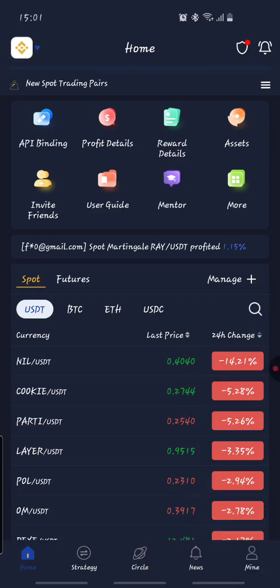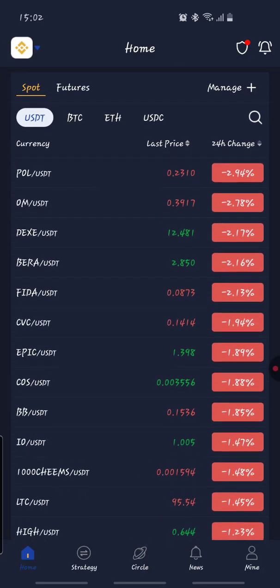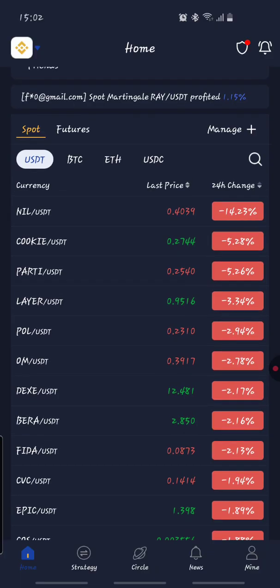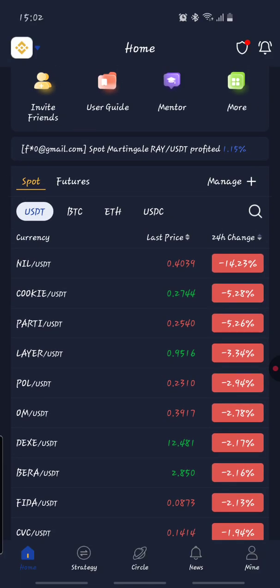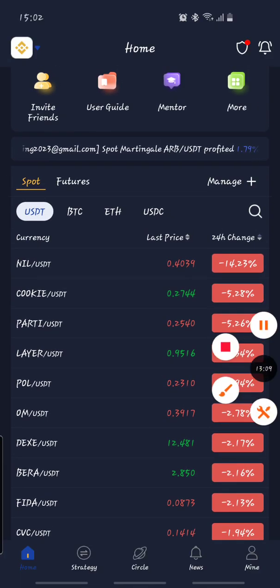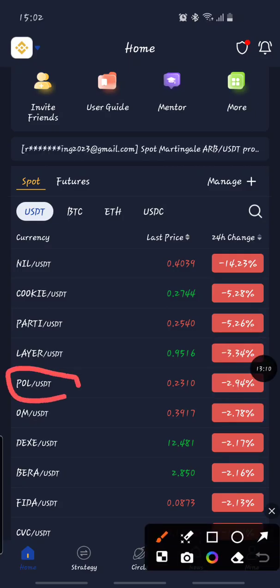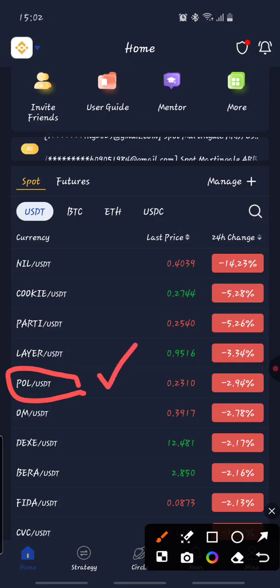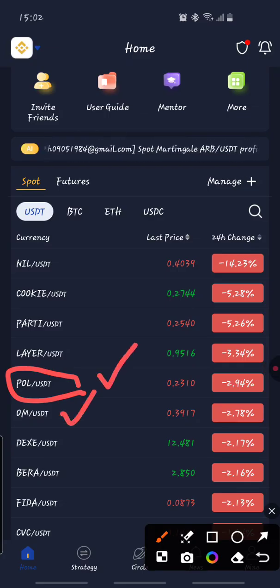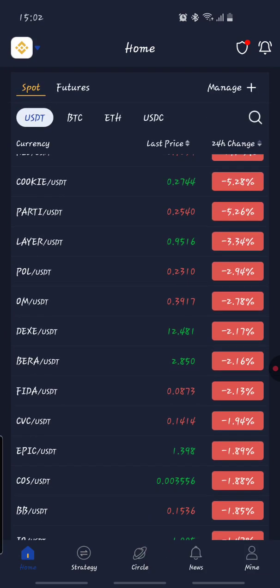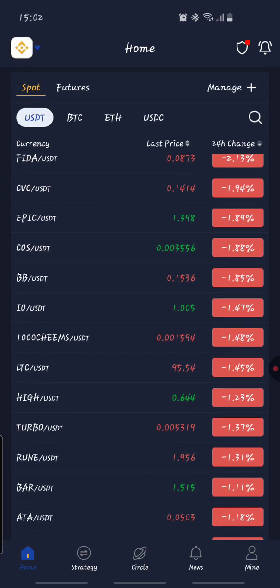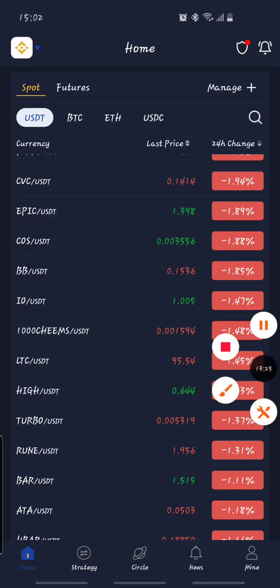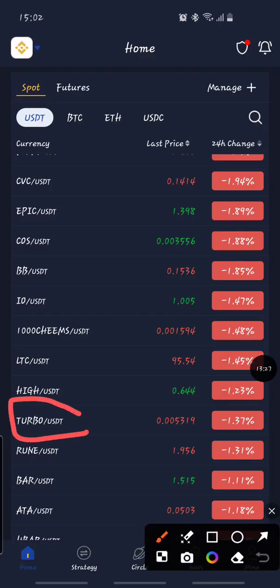So what you do, you come among these ones and you look for your favorite coin. For example, I usually love POL. I love this coin called POL. So as I come to the market and look at the red part, I can go for POL. There's OM, it's also a good coin, it's a high cap. Then as I move down, there's this coin called TABO, it's also a good coin.